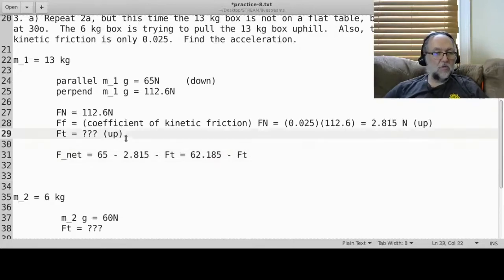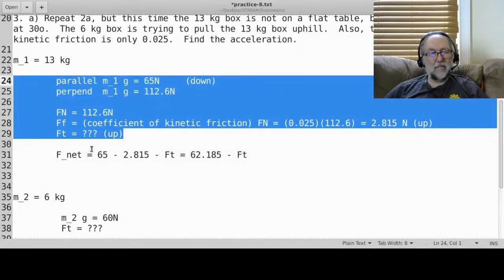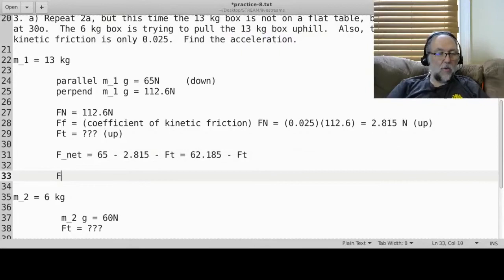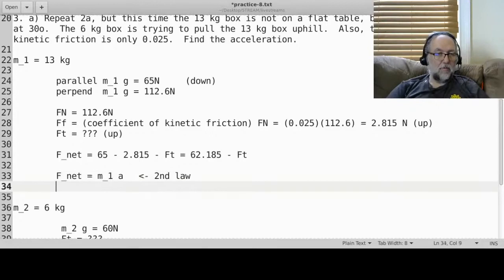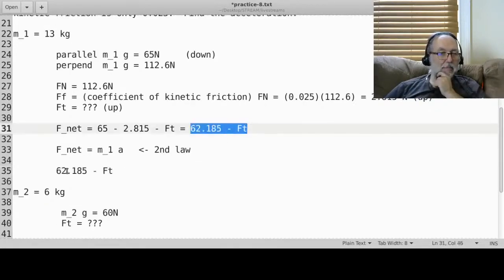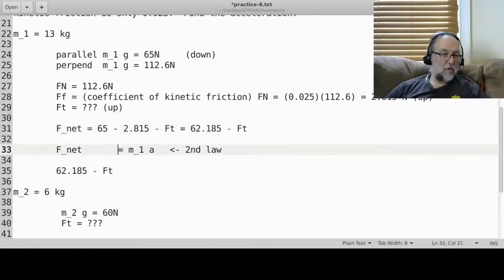Now students will usually get to this point and they'll go, well, I got all this, and then F net. And you go, well, why did you get F net? Don't lose sight of where we're heading. We're heading towards getting the acceleration, and so F net is related to the acceleration by Newton's second law. F net equals ma. Now there's two m's, and so this one is m1. You say, where did you get that? That's Newton's second law. Now what? Well, we've got this, there's your F net.